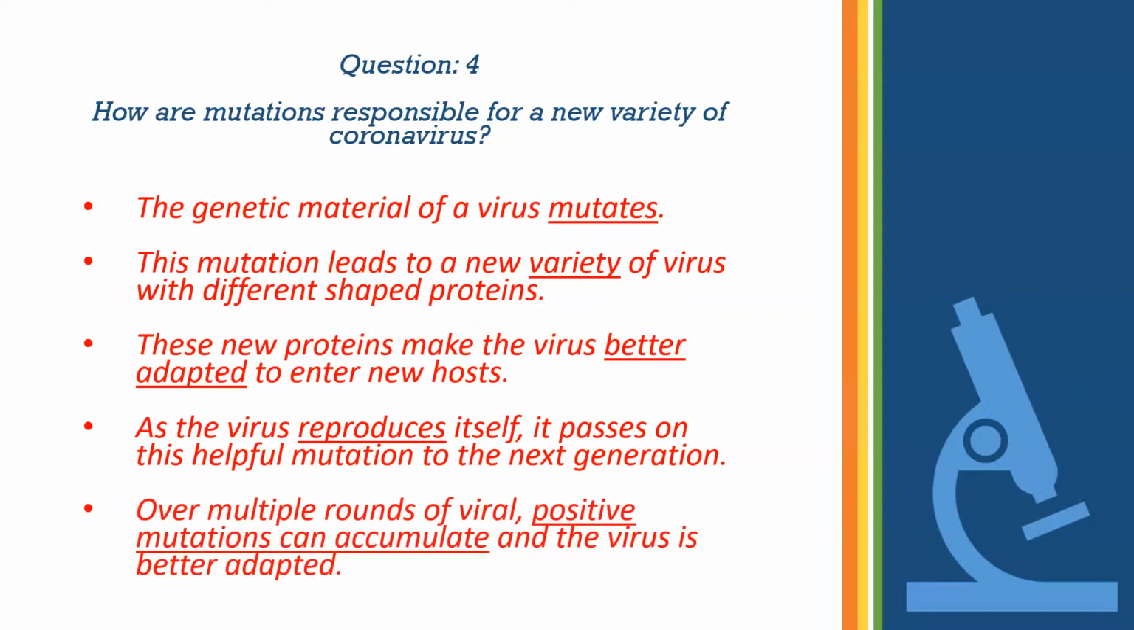Over multiple rounds of viral reproduction, positive mutations can accumulate and the virus becomes better adapted over time. And that's what we're seeing play out right now. So natural selection is something you can see in this phenomenon that's happening right now. Take a moment to put this down on your journal slip. Try to put it in your own words and make sense of it in your own way.